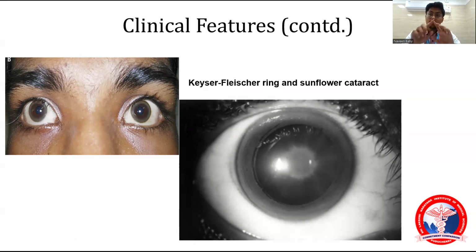But arcus senilis is always a complete ring, and arcus senilis usually has no gap between the limbus and the sclera. But in Wilson's disease, there is always a gap between the ring and the limbus. There's always this gap, the normal gap between the limbus and the ring.